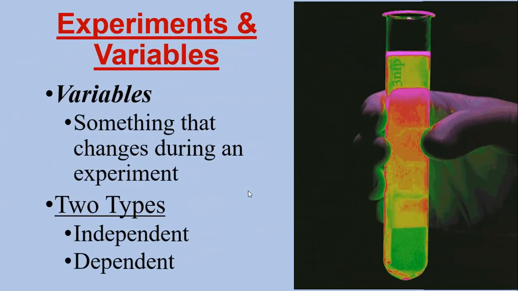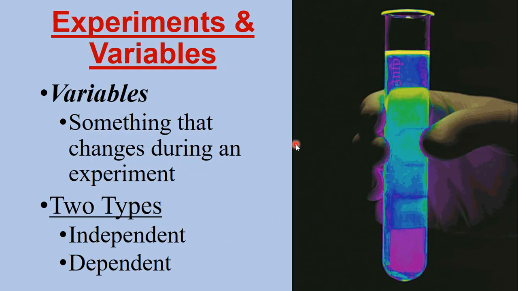So in the experiments, we're going to have something called variables, things that change during the experiment. And there's two main types of variables: independent variables and dependent variables. So let's talk about each one of those.